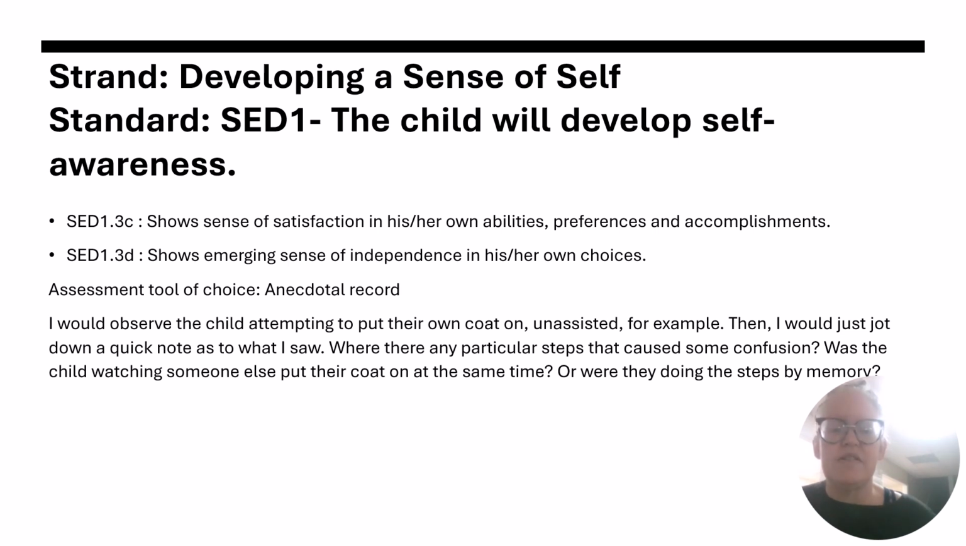I would observe the child attempting to put their own coat on, unassisted for example. Then I would just jot down a quick note as to what I saw. Were there any particular steps that caused some confusion? Was the child watching someone else put their coat on at the same time, or were they doing these steps by memory?